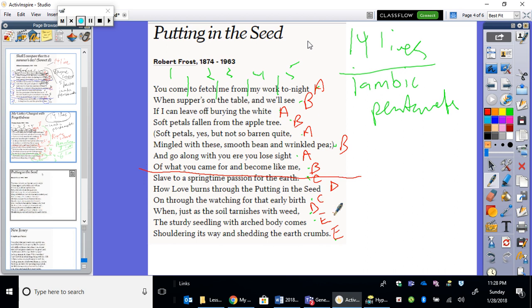1, 2, 3, 4, 5, 6. This is yet another Petrarchan sonnet because it has 8 and it has 6. And once again, we see the other pattern where we have a quatrain followed by a couplet down here.